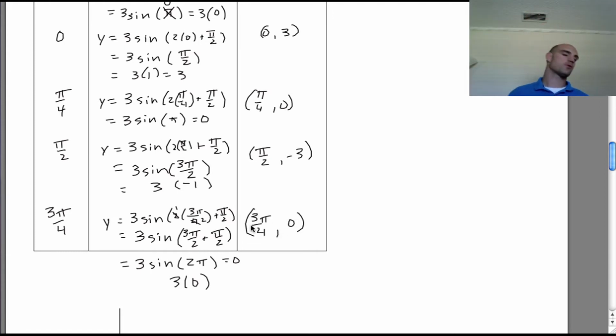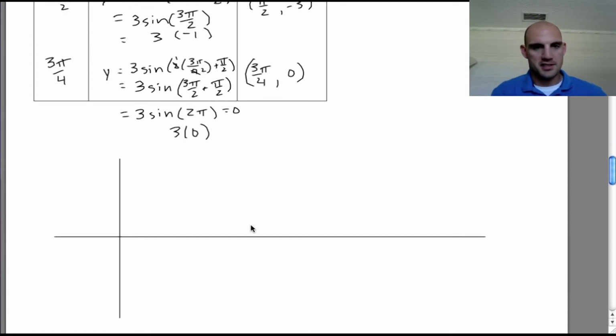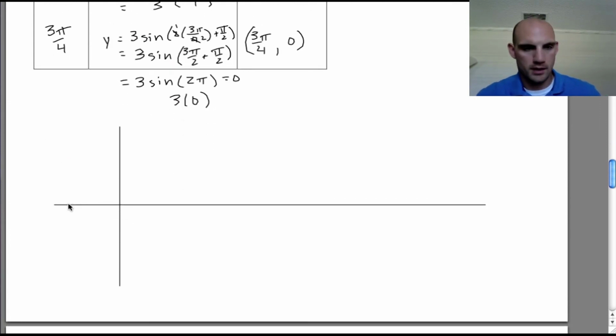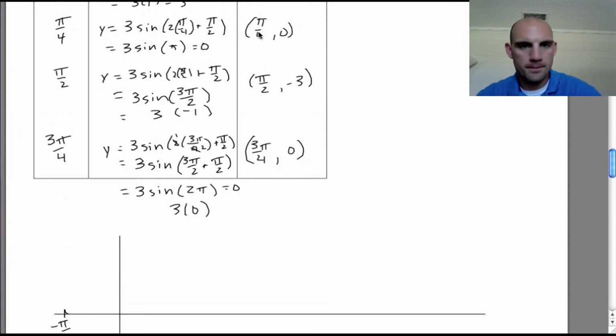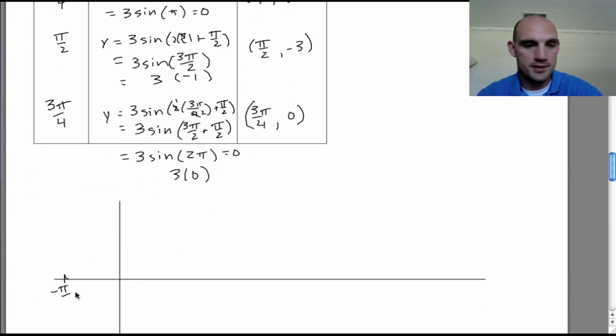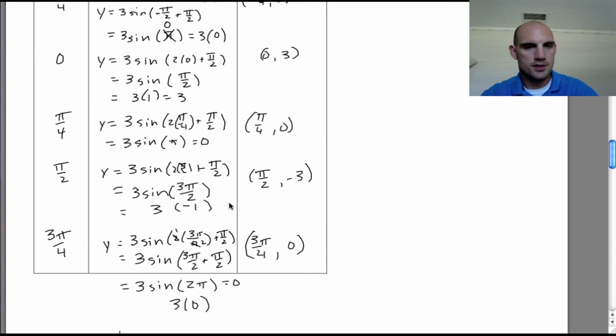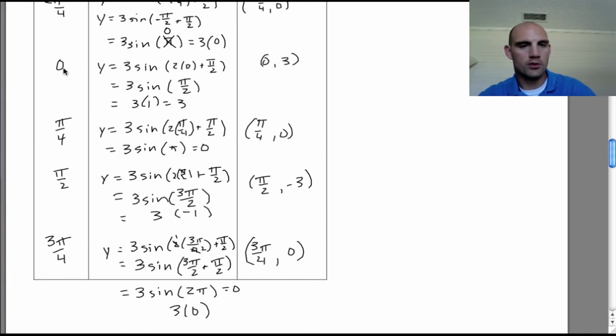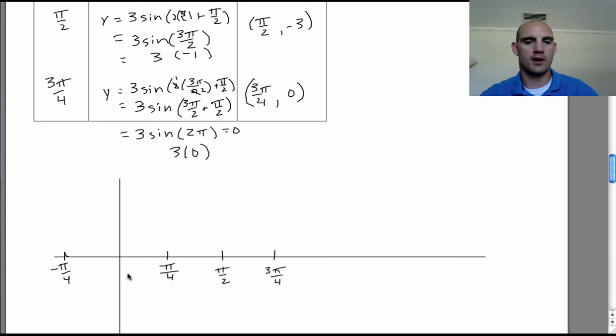Now, I've got my 5 points. Whew. I'm exhausted. I know that you are too. Okay, so our first point was negative pi over 4, remember? So when we did this, our first point up here was negative pi over 4, and we were at 0. So we're going to go in increments of pi over 4. Okay, so now I've got my negative pi over 4, 0, pi over 4, pi over 2, 3 pi over 4. I have them all.